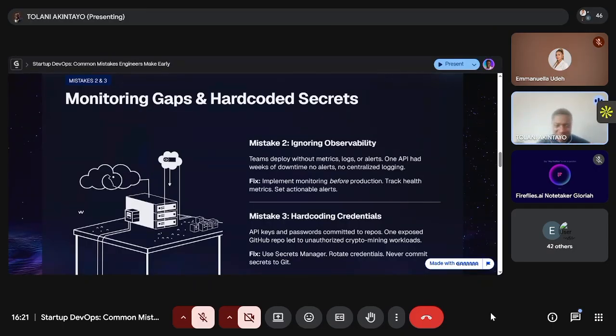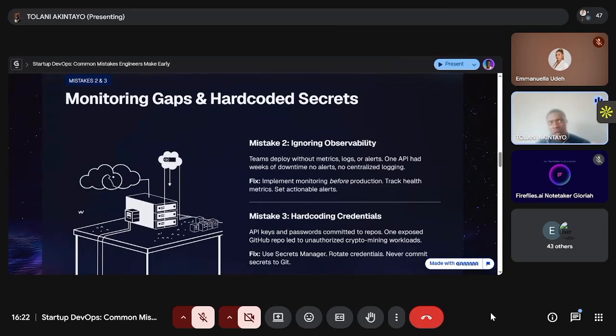Let's say hard coded credentials. I think every engineer should know that you should not hard code any credentials, right? If you want to store your credentials, you should store them in services like Secret Manager, a place where you can retrieve them and use them at runtime, right? So things like API keys and passwords should never be committed into your repo.